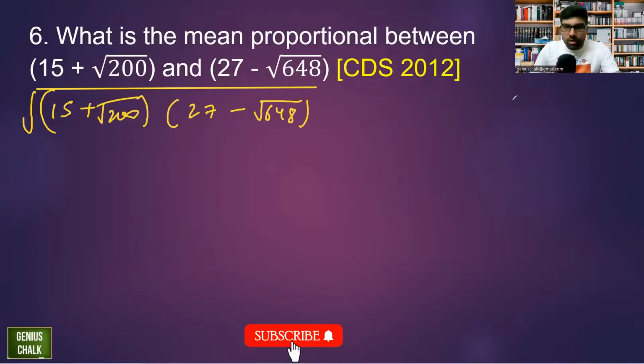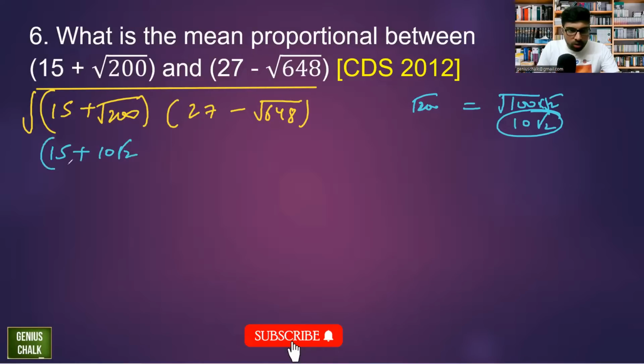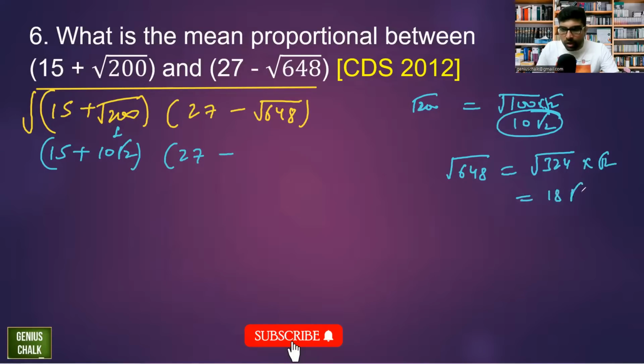So this 200 is basically 100 into 2. And this 100 gives 10, and root 2 is left, because root 2 is not a perfect square. So I can write root 200 as root 100 into root 2. So basically I can write 15 plus 10 root 2. This is what the meaning is of root 200. Then 27 minus, root of 648 is double of 324. So I can write root 324 into root 2. And what is root 324? It is 18. And then root 2 we can directly write. So this is what the scenario is.